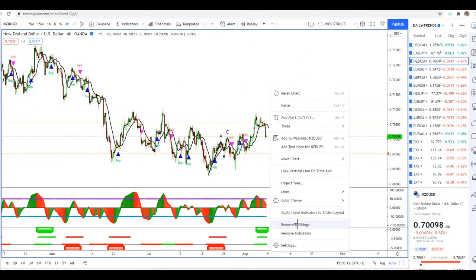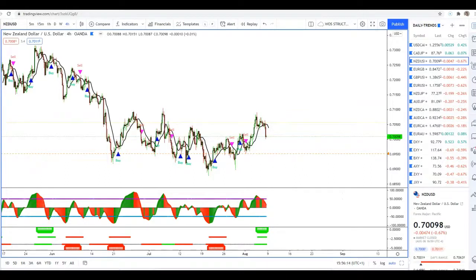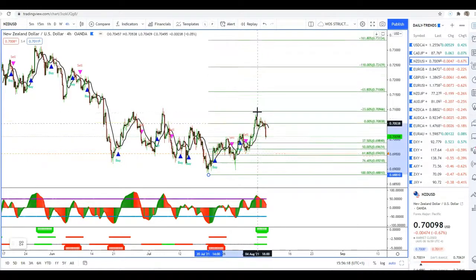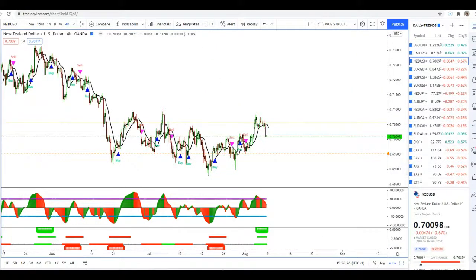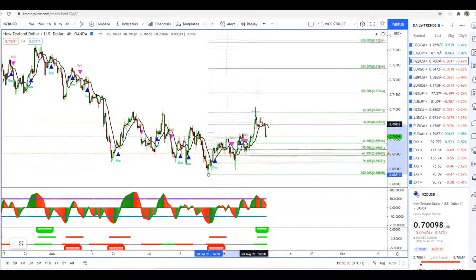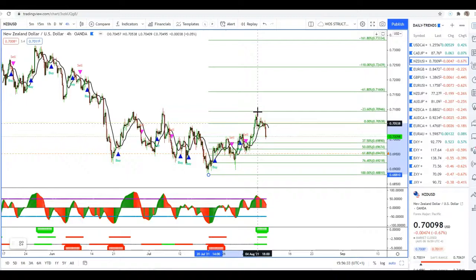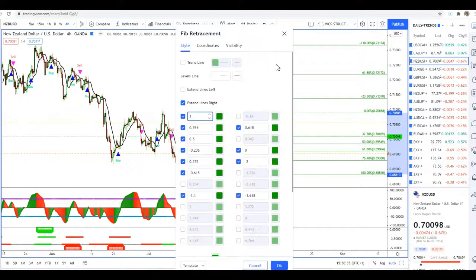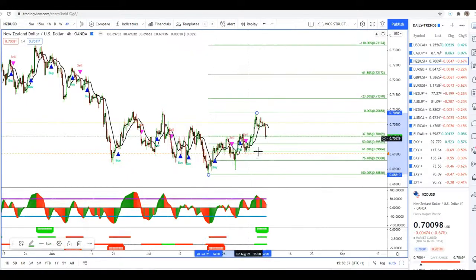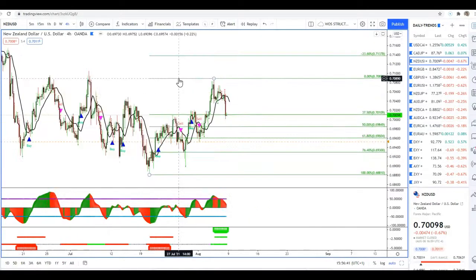Let me delete that. So this one is simple as well. This is wave 1, wave 2, wave 3. So we are allowed to draw from lows to high, the starting point of wave 1 all the way to the high of wave 3. Okay, we are already at 37.5, which is something good.